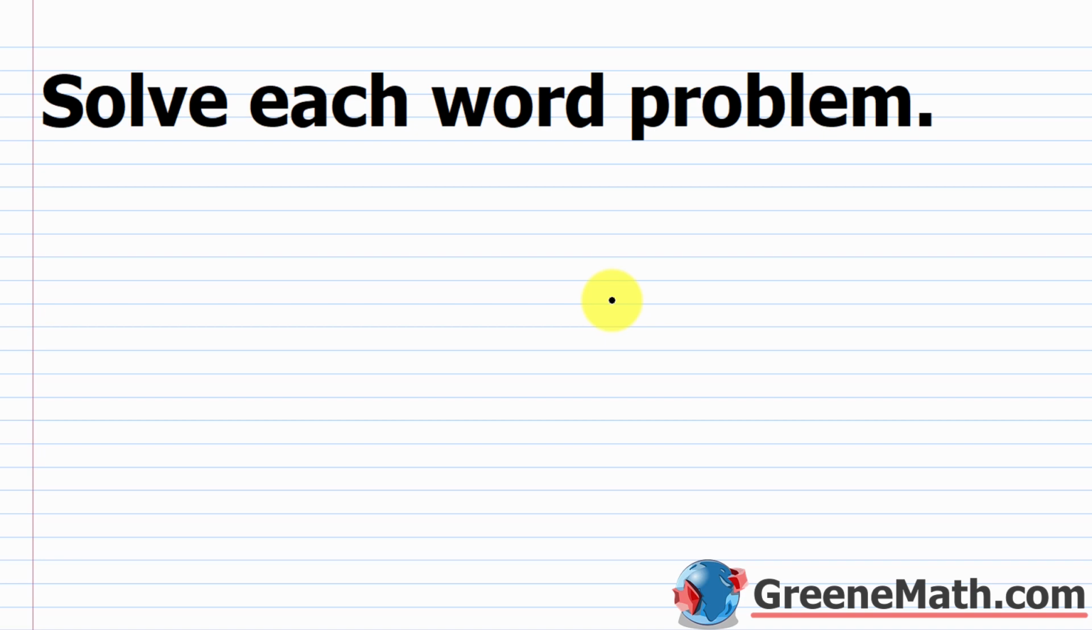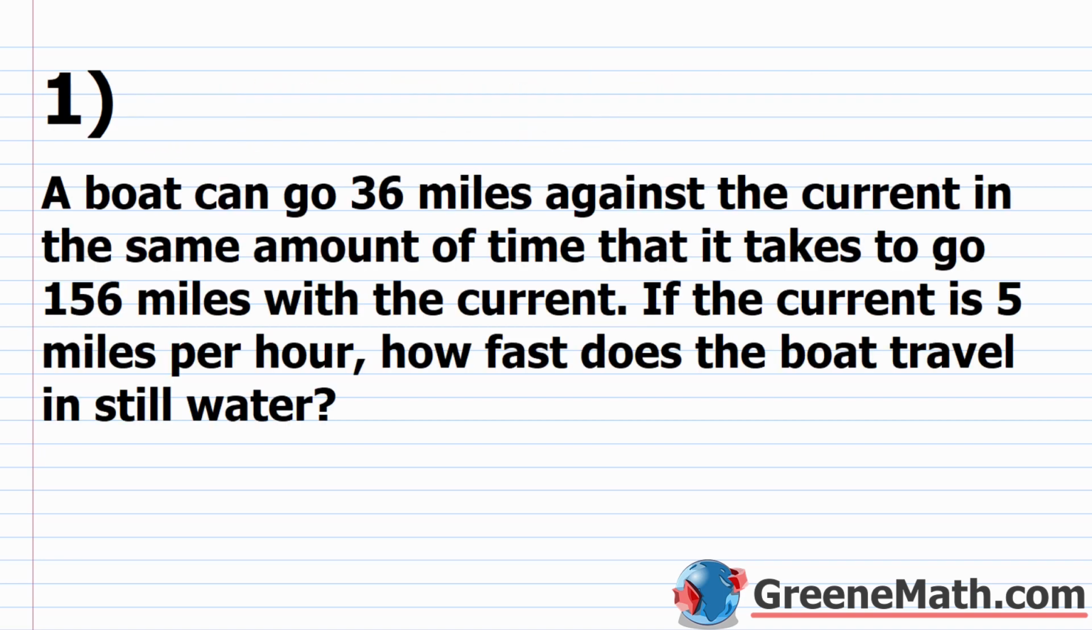All right, let's take a look at our practice test. We're told to solve each word problem. So for problem number 1, we are told that a boat can go 36 miles against the current in the same amount of time that it takes to go 156 miles with the current. If the current is 5 miles per hour, how fast does the boat travel in still water?